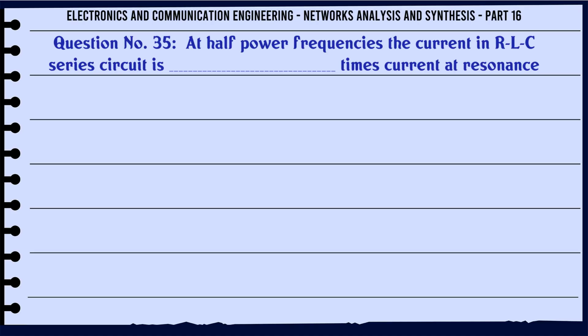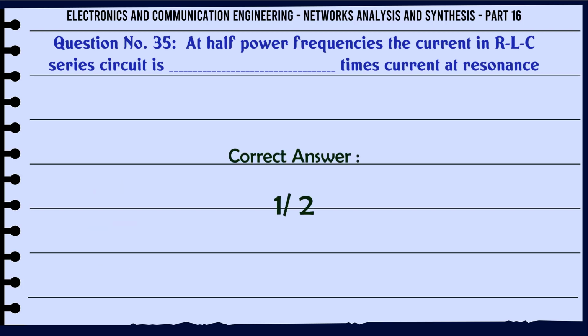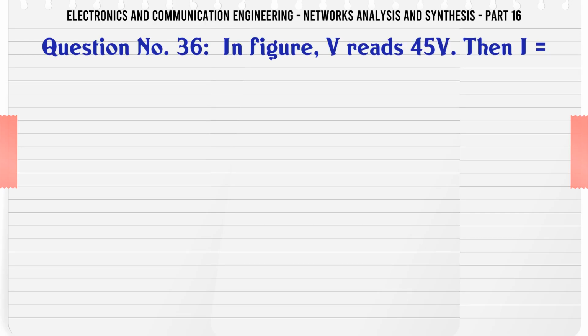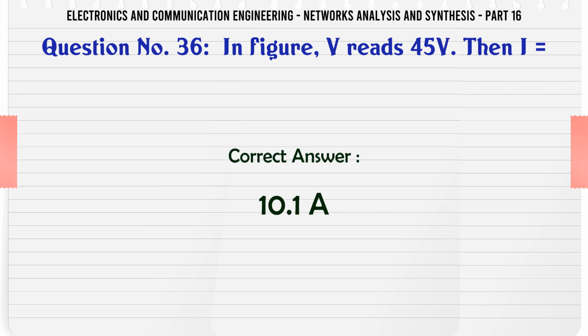At half power frequencies, the current in an RLC series circuit is 1/√2 times the current at resonance. The correct answer is 1/√2. In the figure, V reads 45V. Then: A. 10.1A, B. 13.3A, C. 16.1A, D. 19.4A. The correct answer is 10.1A.